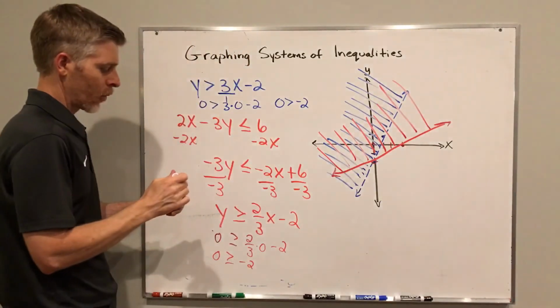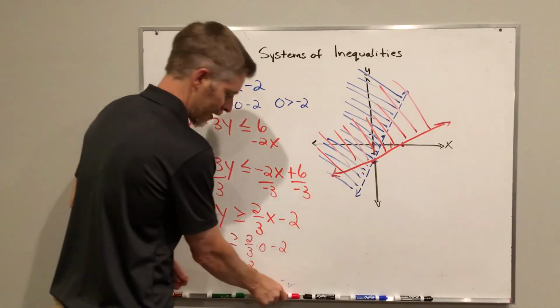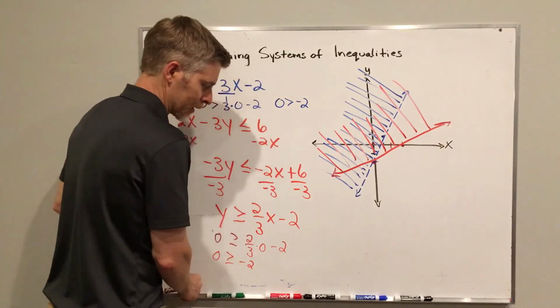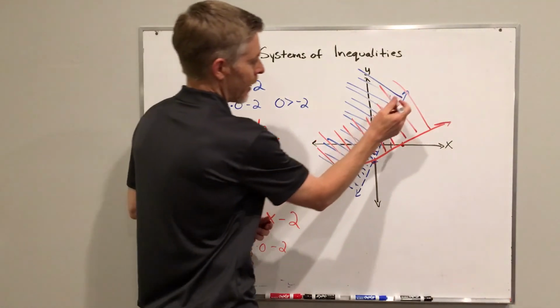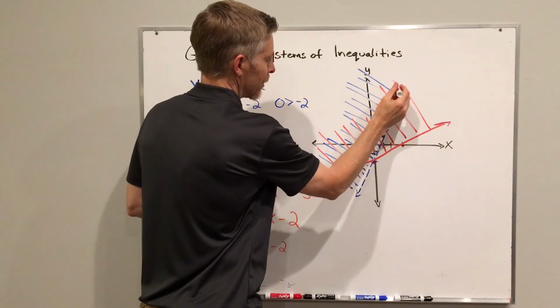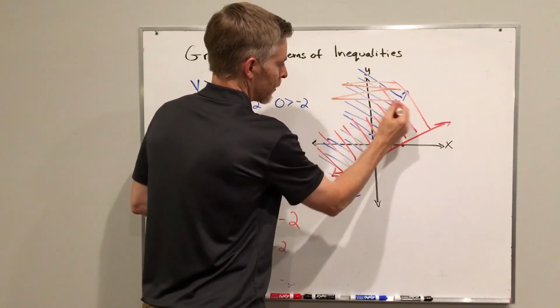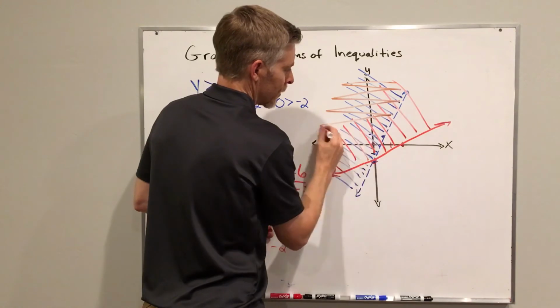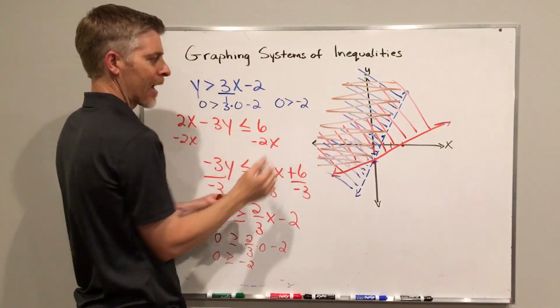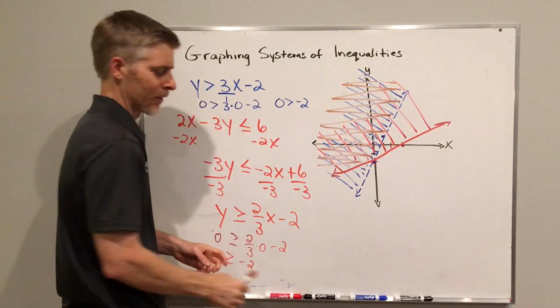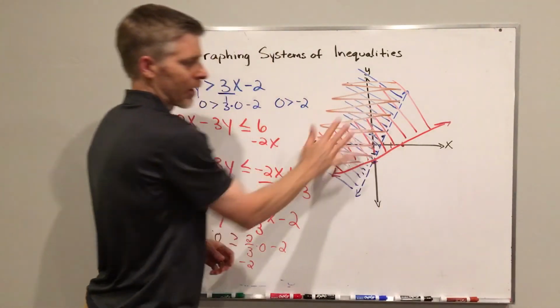Now, where does the blue and the red overlap? So I'll use brown. I haven't used that color. Everywhere in there. And that is the solution to the system. Just where the blue and the red overlaps.